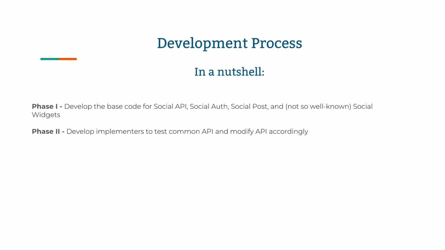So to be clear, there are multiple modules here. There's Social API, and there's also Social Auth. But then there's a collection of Social Auth modules: Social Auth Facebook, Social Auth LinkedIn, and you can pick and choose what you want. I'm going to show a little bit of the architecture in a minute.